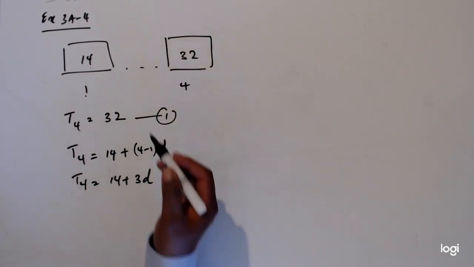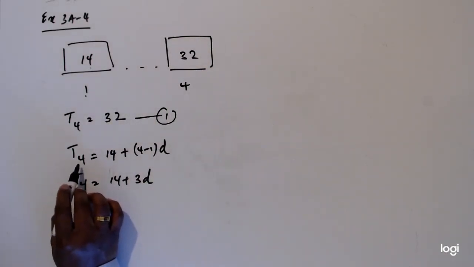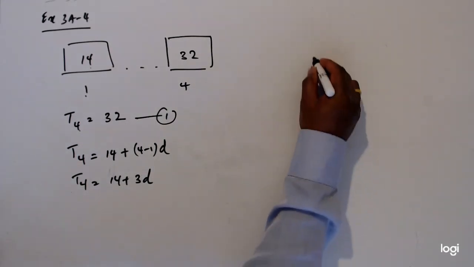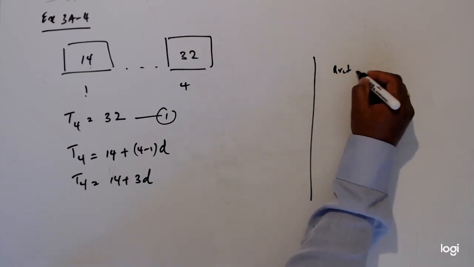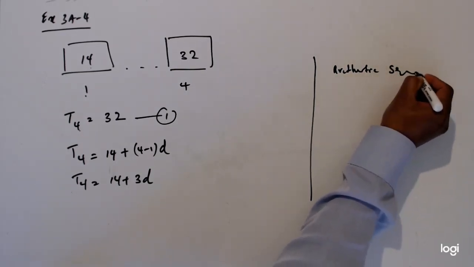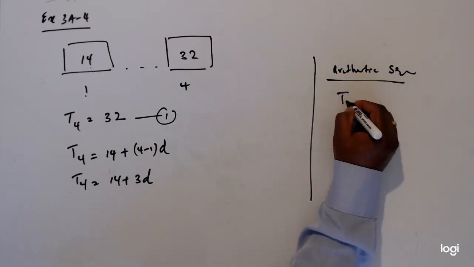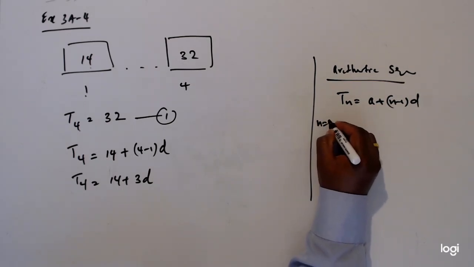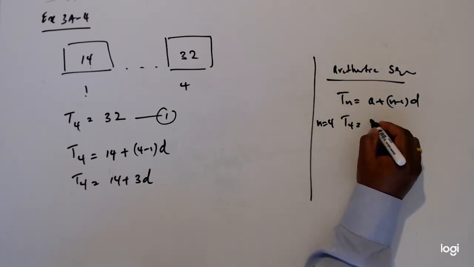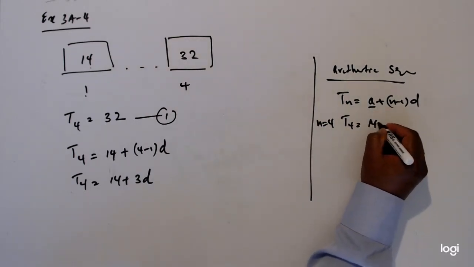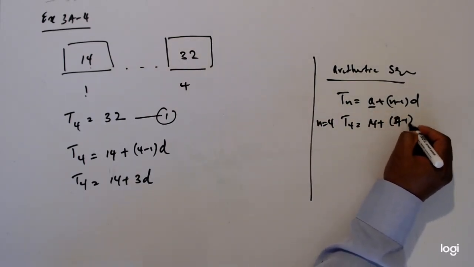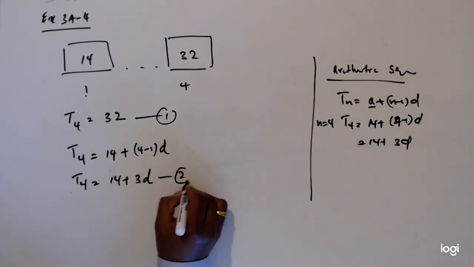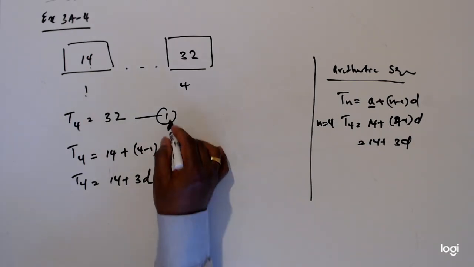Fourth term is 32. Then we wrote the fourth term using this equation, because we know this is an arithmetic sequence and we know the nth term is Tn equal A plus n minus 1 D. Then n equal 4, T4 equal A, the first term, is given, 14 plus 4 minus 1 D, which is 14 plus 3D. So this is the second one. Now we have to solve this equation.